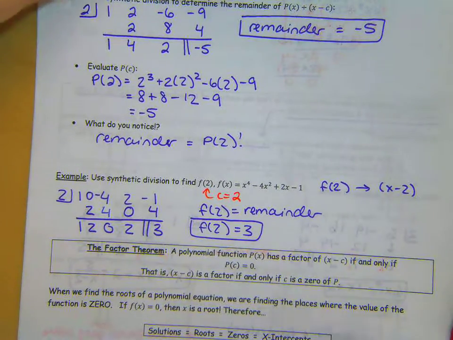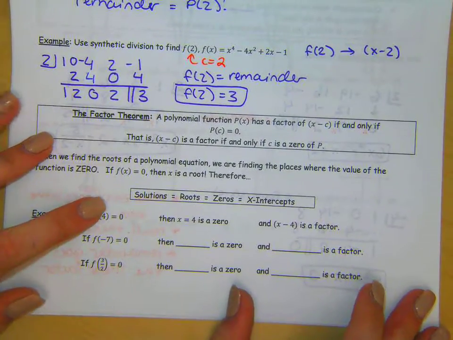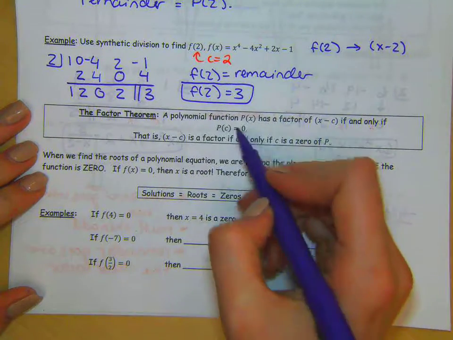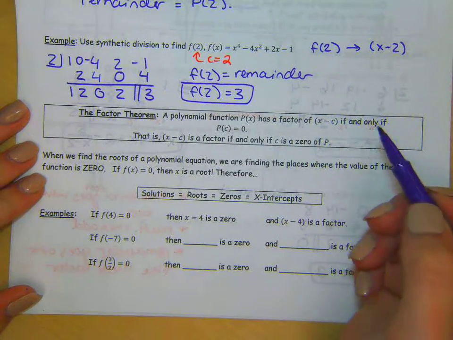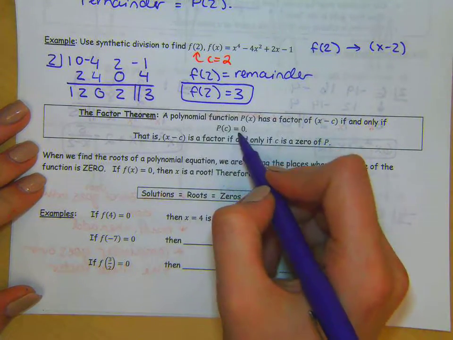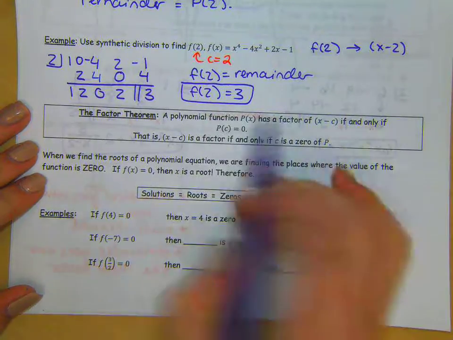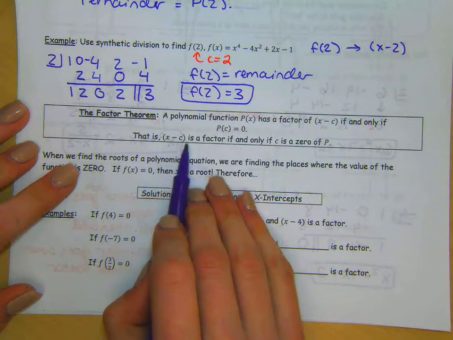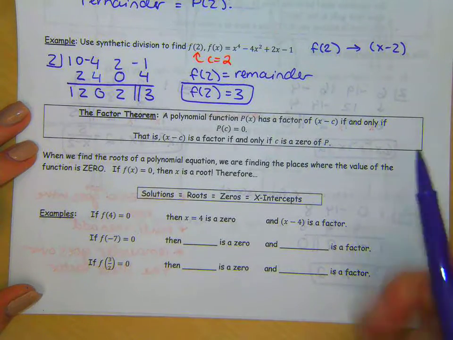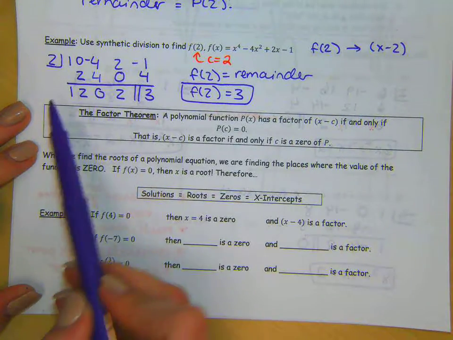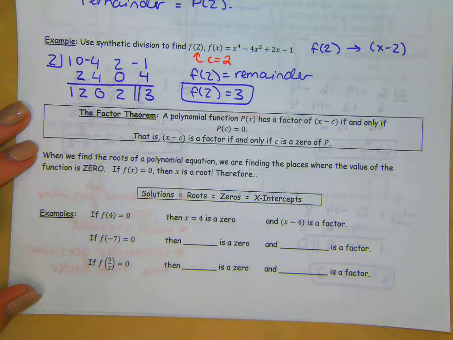All right, moving on to the factor theorem. The factor theorem states that a polynomial function p of x has a factor of x minus c if and only if p of c is equal to 0. So that's saying that x minus c is a factor if and only if c is also a 0 of p. So if I were to go through and find my zeros, this would also be included.